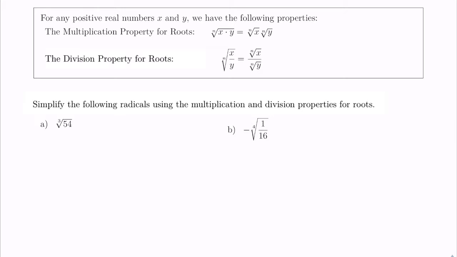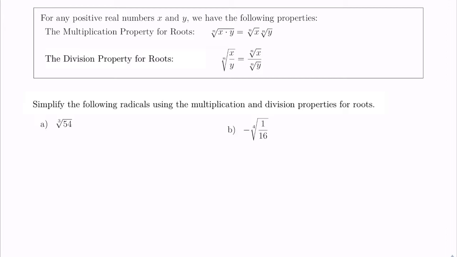For any positive numbers x and y, we have a multiplication property for all roots. The nth root of the quantity x times y is equal to the nth root of x times the nth root of y. And similarly, the nth root of x divided by y can be rewritten as the nth root of x divided by the nth root of y. We can use these properties to both combine and separate out radicals like we've done before. In the next two examples, we want to simplify the radicals using either the multiplication or division properties for roots.